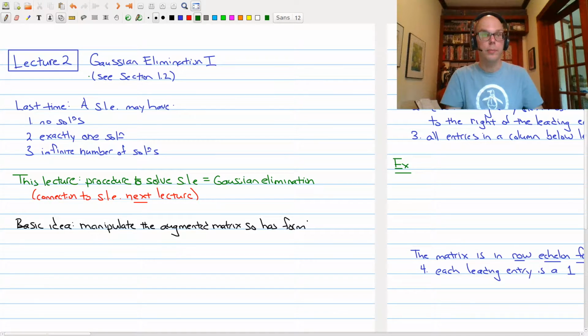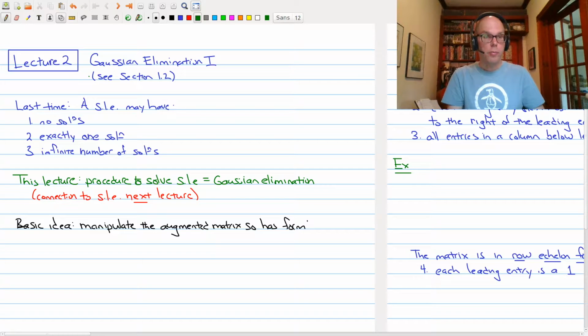Hello, and welcome to Lecture 2 of Math 1B03. In today's lecture, we're going to learn about Gaussian elimination. This will be the first of two lectures on this material. If you're following along in your textbook, you should see section 1.2 of our textbook.